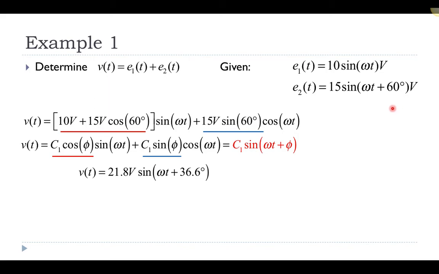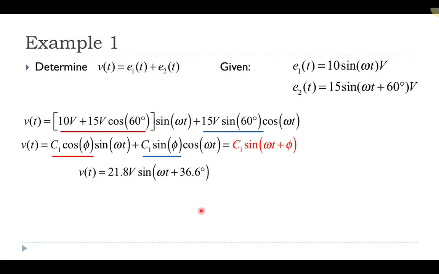And I can add them together. And when I add them together, I can get a new sinusoidal varying function that has the same angular frequency but a different phase angle. And I found that the amplitude of this new wave is 21.8. And I found that the phase angle was 36.6. So that was a lot of work to get to that answer.